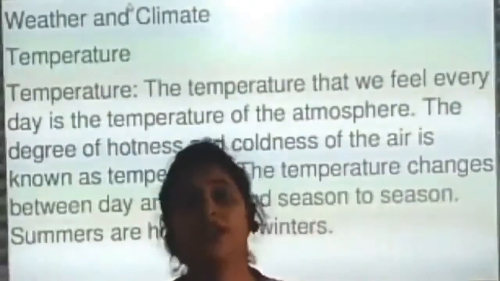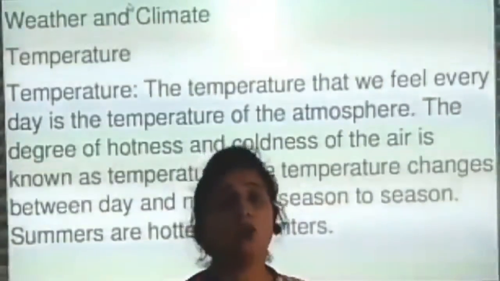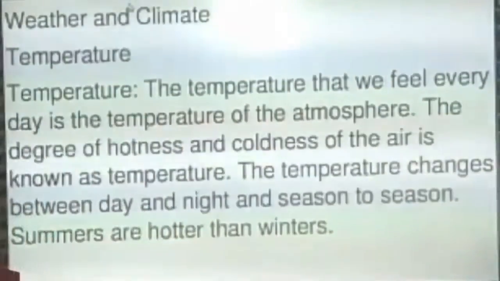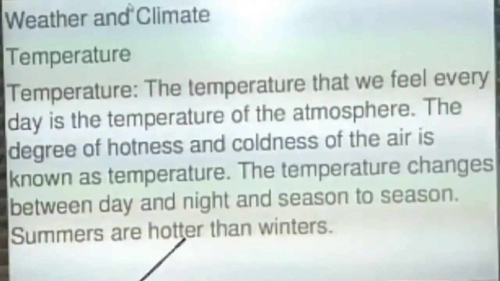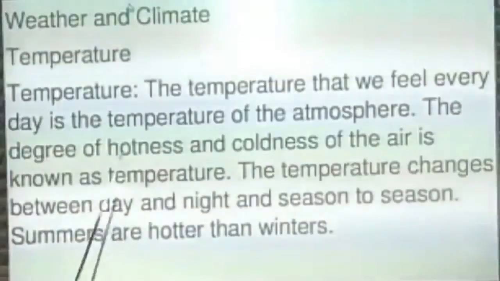In the previous slide we learned about the structure of the atmosphere. Now in this slide we discuss the weather and the climate. So for understanding the weather and climate we start from the temperature. What is the meaning of temperature?